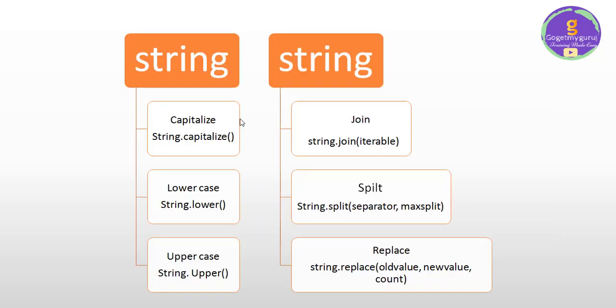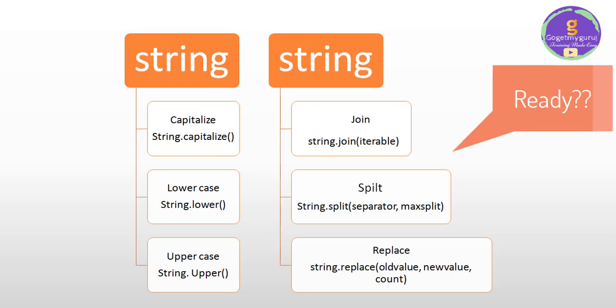Here are some of the built-in methods available in Python. So capitalize: this method capitalizes the first letter of the string. Then we have lower: this method converts the entire string into lowercase. And then we have upper: this method converts the entire string into uppercase. Let's see how we can make use of these methods and implement them in our code.